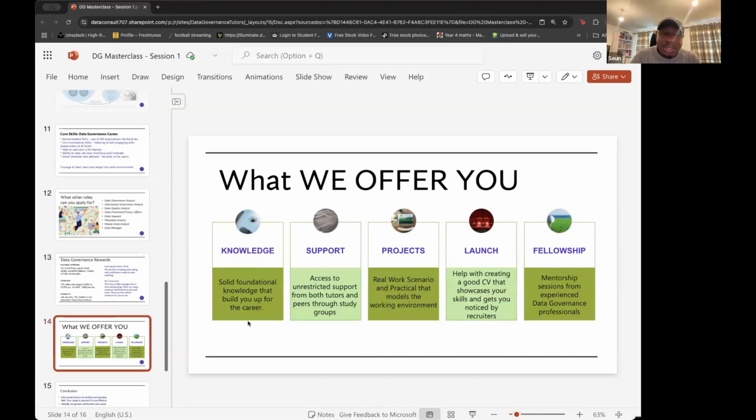Which ties me to the next slide, which is what we offer you. We offer knowledge, providing you with the foundational knowledge that you need to succeed in the work. We offer you support on the training. You get support with your CVs, your LinkedIn profile, and applying for jobs. We offer you support in your learning.